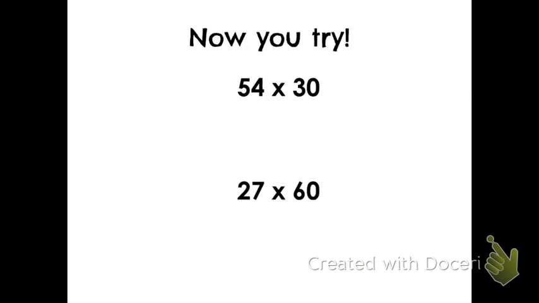Now, I want you to write down these two in your notes and have those ready for class. 54 times 30 and 27 times 60. Be sure to pay attention to the multiple of 10 rules.